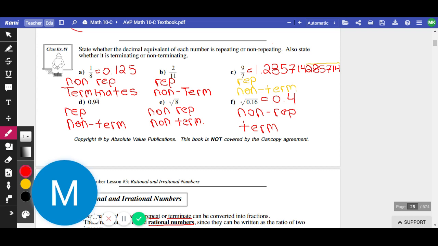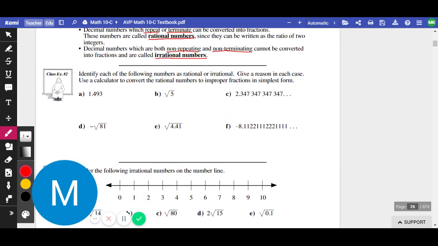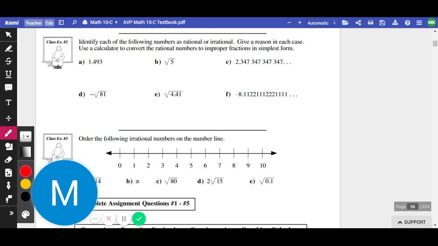We've actually been classifying these things all the time. We just haven't really known it yet. So we got 6 examples. We're going to write these things out as rational or irrational.